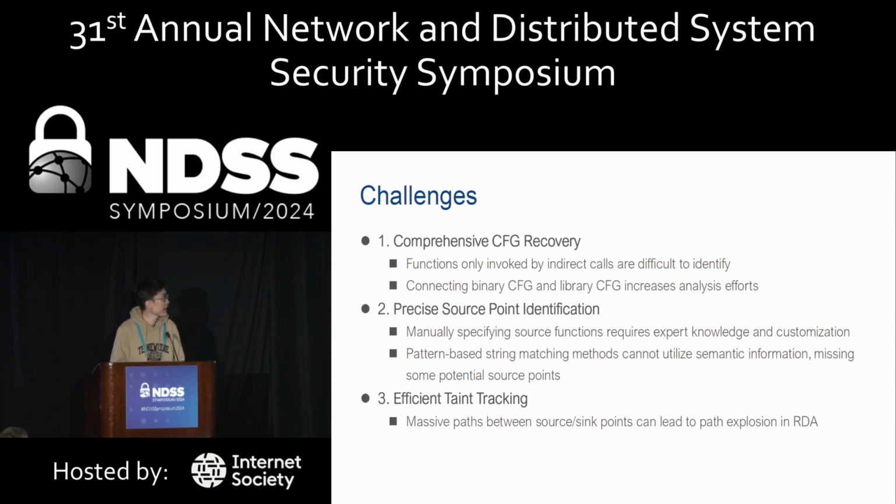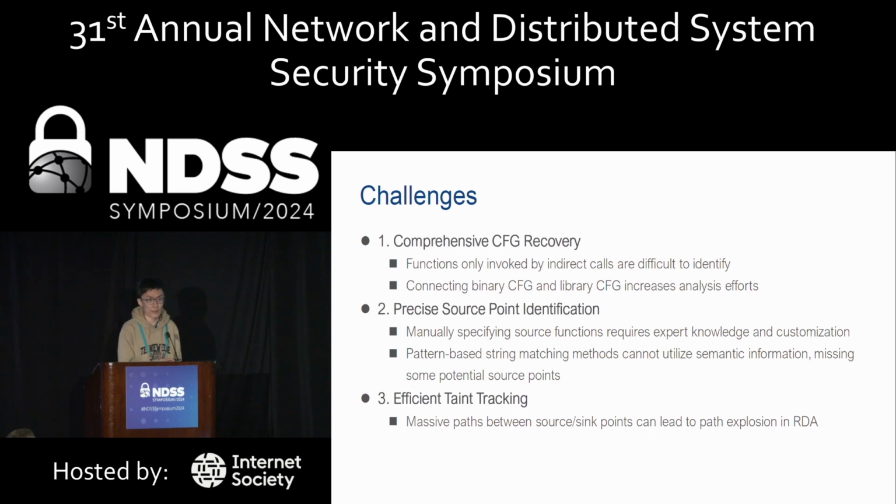A second problem is precise source point identification. Manually specifying source functions requires expert knowledge and customization, while existing works like SaTC propose matching back-end key strings with front-end web pages and scripts to identify potential inputs from users. Its method is not accurate enough to find as many sources as possible. Third, although reaching definition analysis is lightweight, it still faces the problem of path explosion.